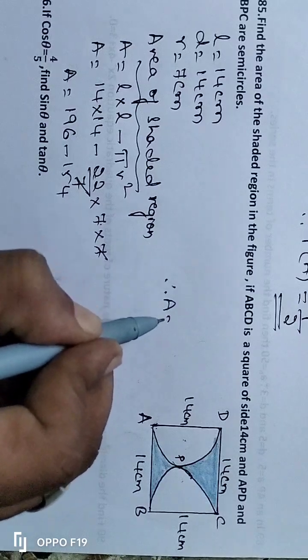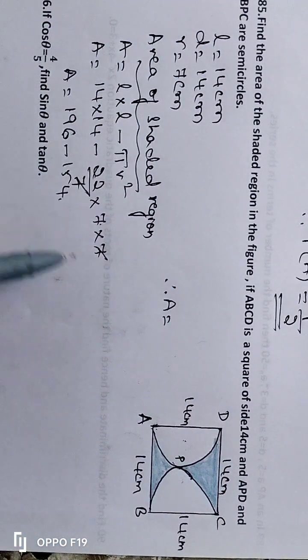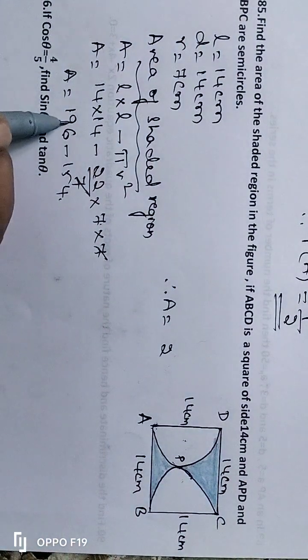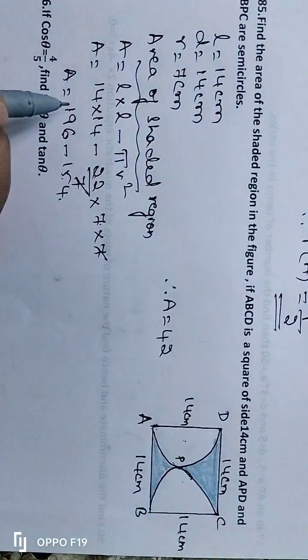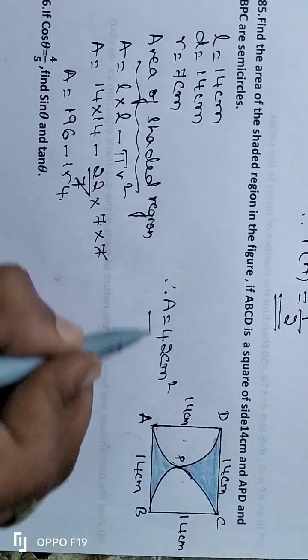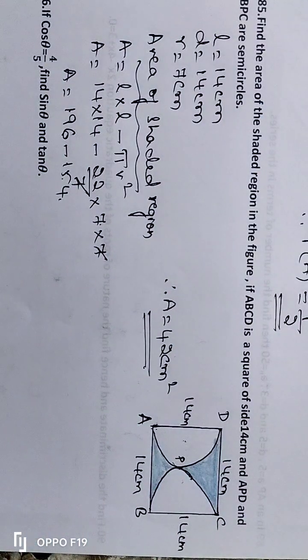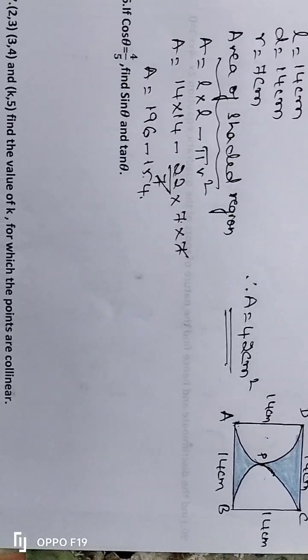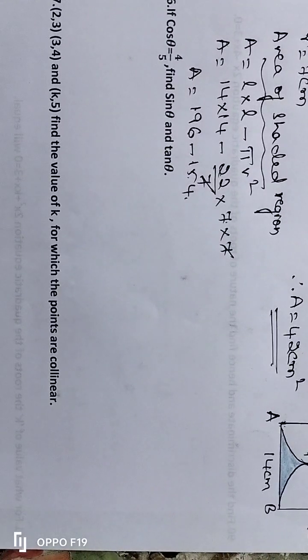Therefore area of the shaded region is equal to 6 minus 4 is 2, then 9 minus 5 is 4, then 1 minus 1 is 0. Area of the shaded region is equal to 42 square centimeter. So like this we have to find the area of the shaded region. Then coming to the 86th question.